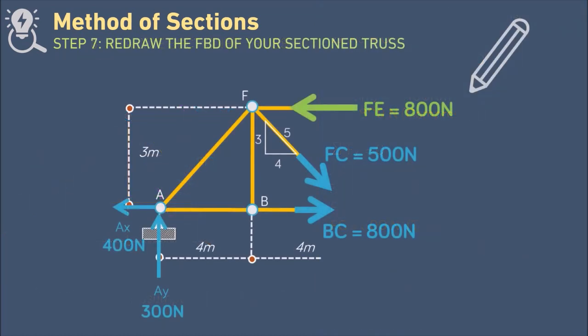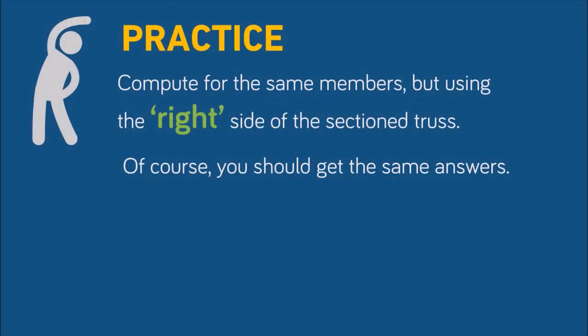The last step is to redraw the free body diagram of your section truss. You have to reflect the correct directions of forces you have just computed. So here you can see that we have corrected the action of member FE. Now it is shown that it is acting in compression. So guys, you can practice at home, you can compute for the same members, but this time you have to use the right side of the section truss. Of course, you should get the same answers.